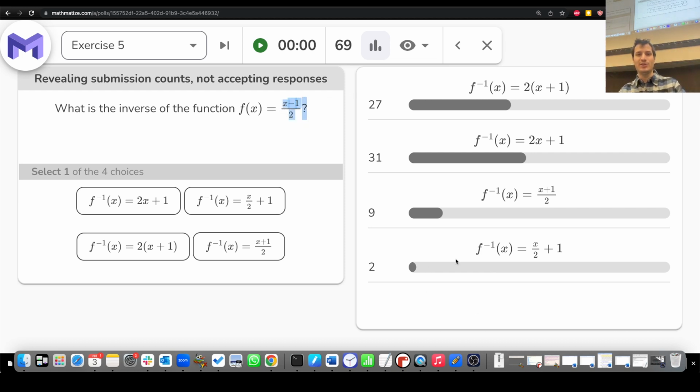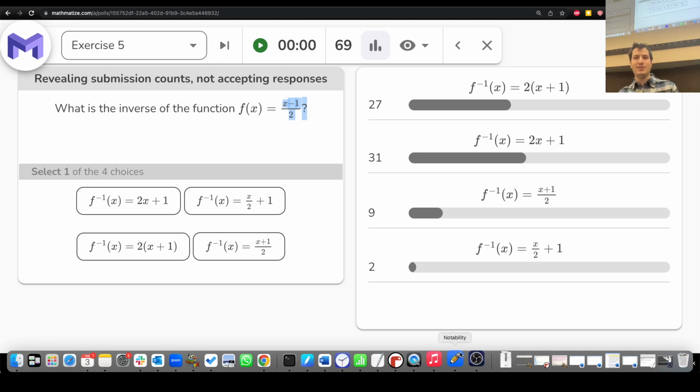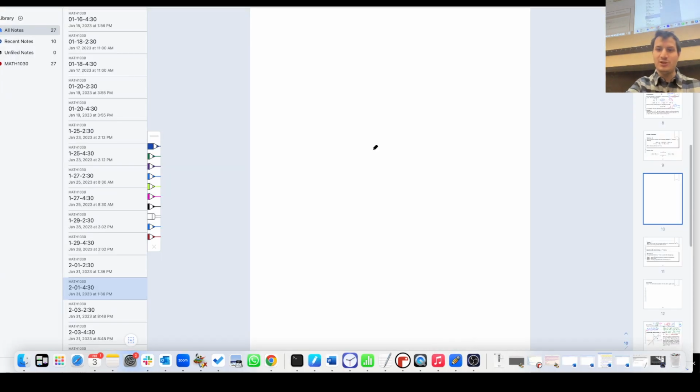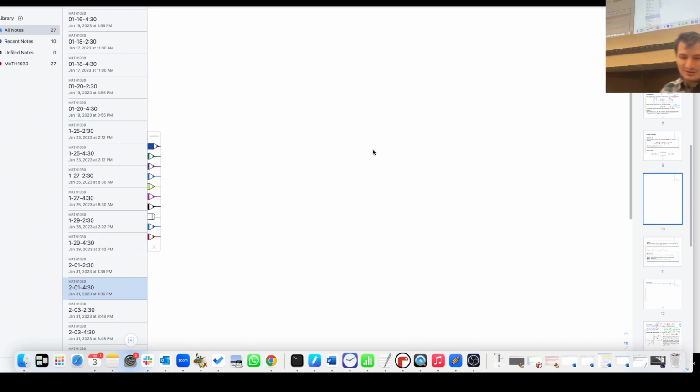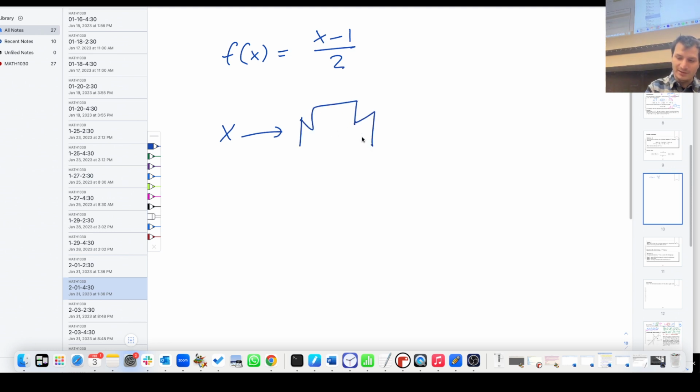Well, what function did we do? We did the function x minus 1 divided by 2. So the function f of x is x minus 1 divided by 2. What is this function doing? I think it's actually doing two things. First, you subtract 1. So you feed x through the minus 1 machine, and you get x minus 1.